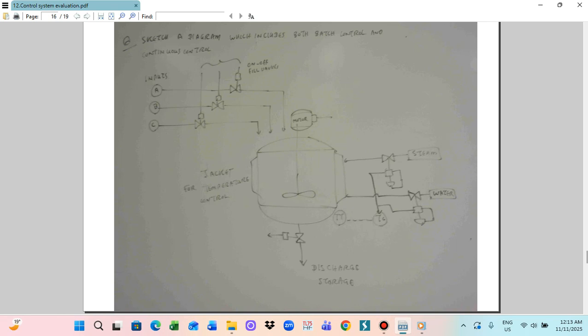So in industries, we also need to control the batch process. Batch process control diagrams are typical control diagrams. You need to be able to draw the typical control diagram for the batch process. Okay, I will draw the diagram. Batch process system: the batch process manufactures a product in a batch.